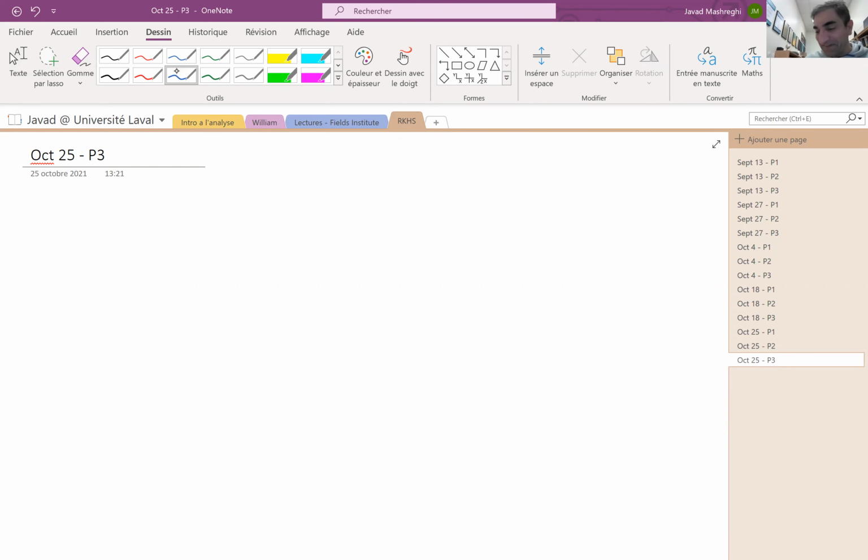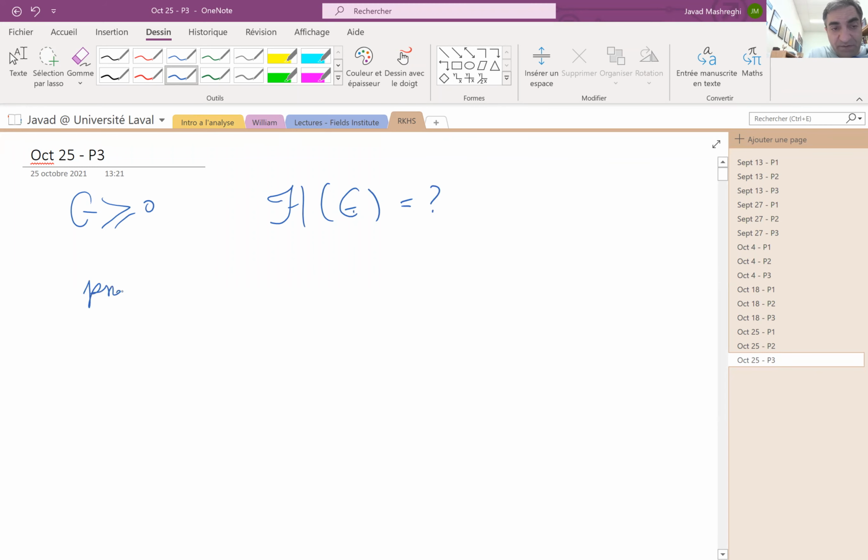Anyhow, let's finish this section. We saw that G, the Gramian, is always positive, so it gives us a kernel function. So we can produce an RKHS out of this. And now we want to explore more and see what is this H of G. We know it exists, and what is it? And here is the proposition.